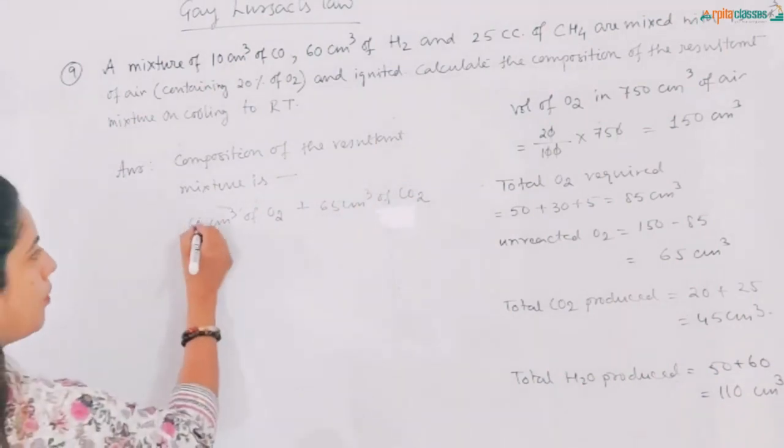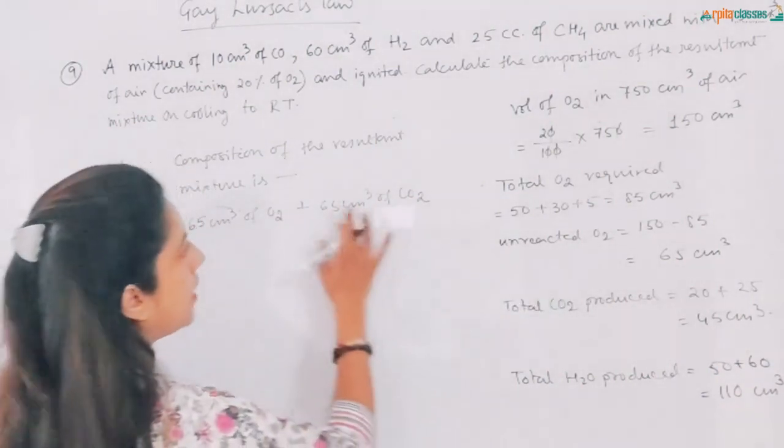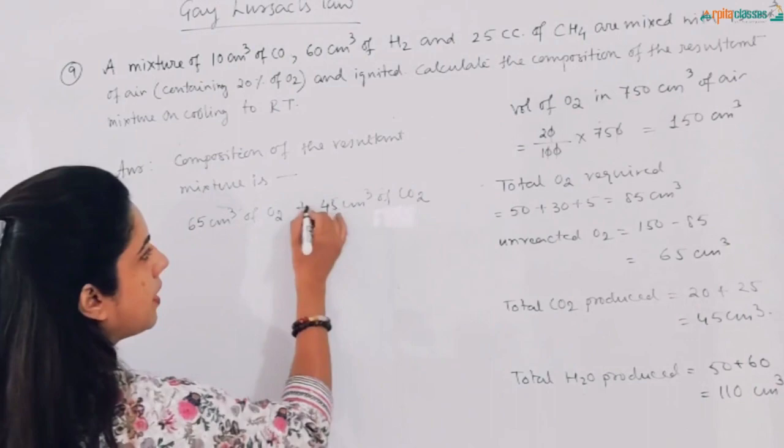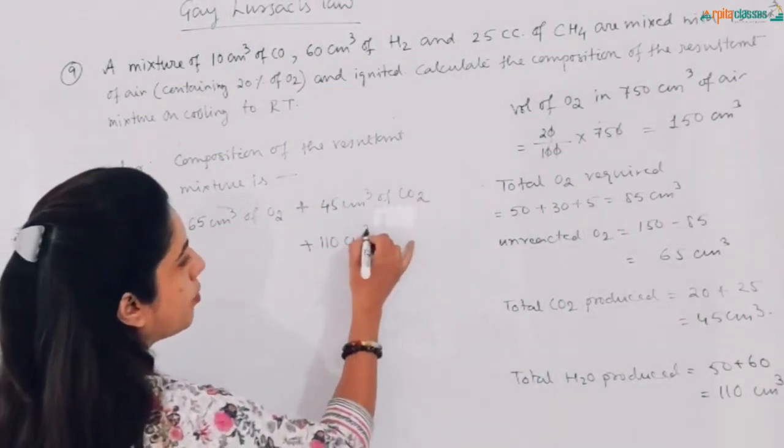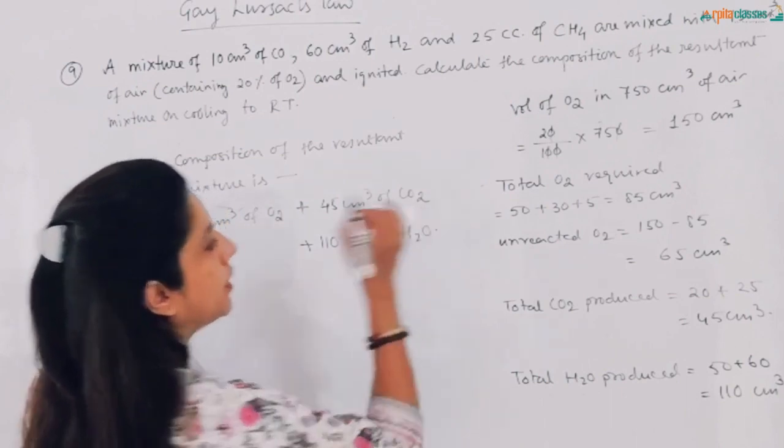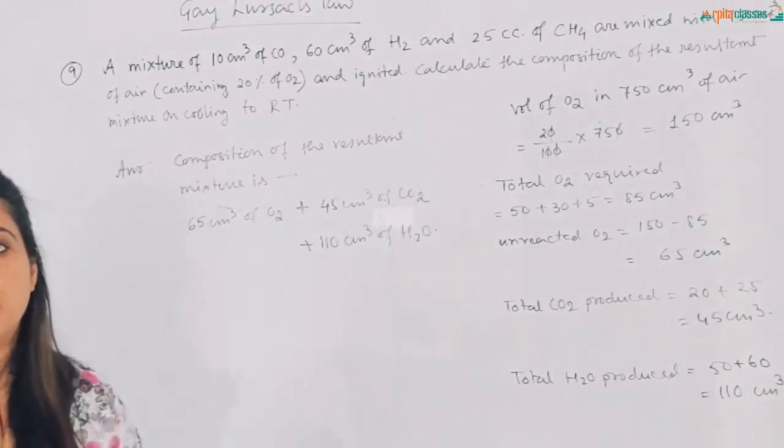65 centimeter cube of unreacted oxygen, plus 45 centimeter cube of carbon dioxide, and plus 110 centimeter cube of water vapor. So this is the composition of the resultant mixture.